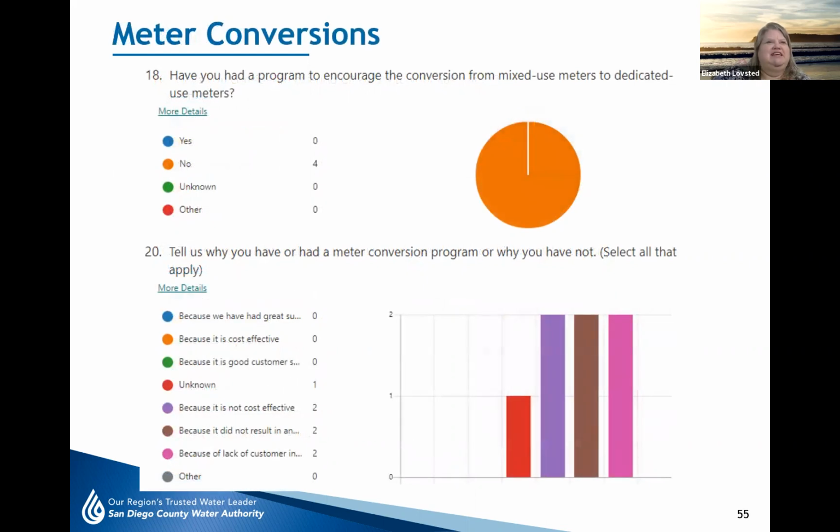Meter conversions, there were no programs for meter conversions, and the reasons were either unknown, not cost effective, did not result in savings, and lack of customer interest. And this is one of the concerns we have with any recommendation that might come out of the legislation on meter conversions. Next slide.